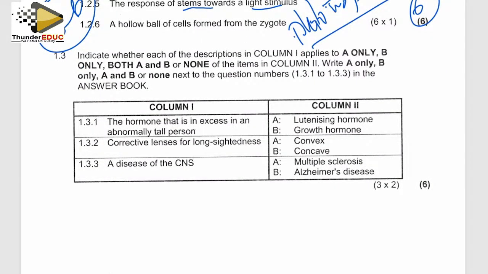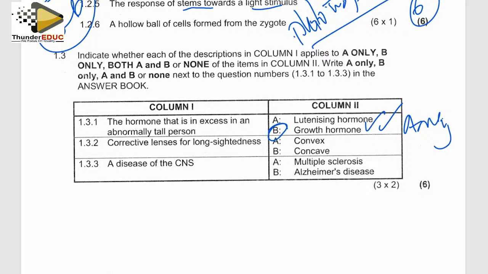Now they're saying the hormone that is in excess in abnormally tall people is growth hormone. So the answer is A only. If you didn't write the word only, you are most likely to get it wrong.